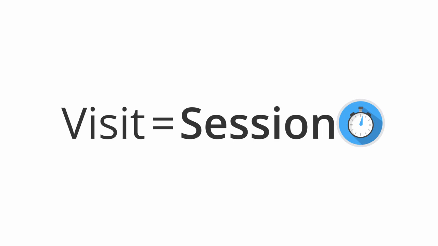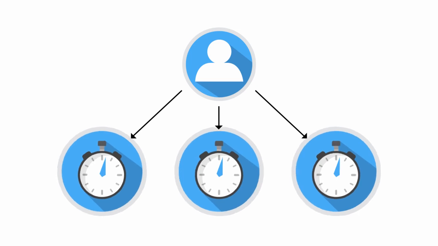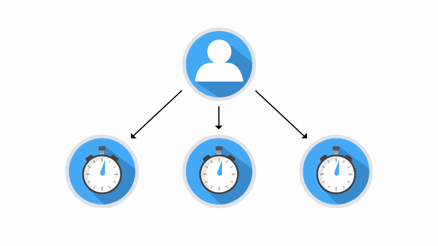But for now, it's important to remember 2 things. First, there is a relationship between users and sessions, like the relationship between restaurant customers and their visits. Second, Google Analytics can recognize returning users from multiple sessions over time, just like a restaurant staff recognizes its regular customers. A visit to a restaurant is made up of interactions, like ordering a meal and paying the bill.